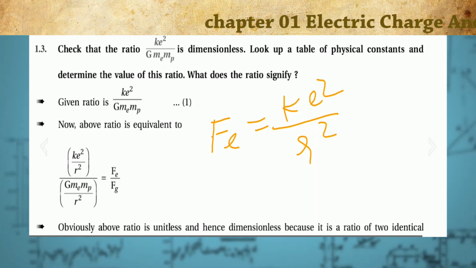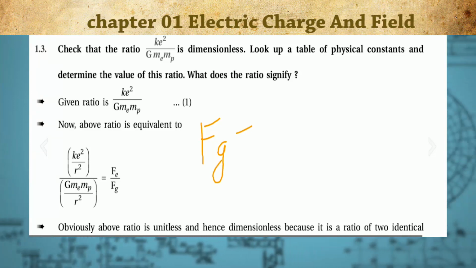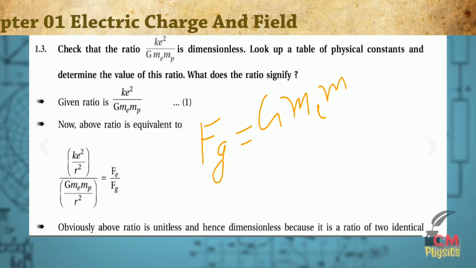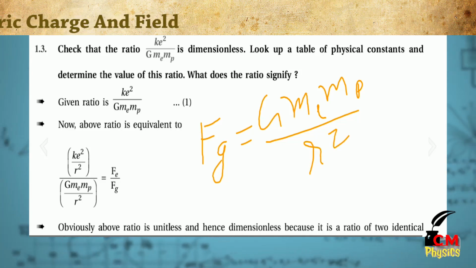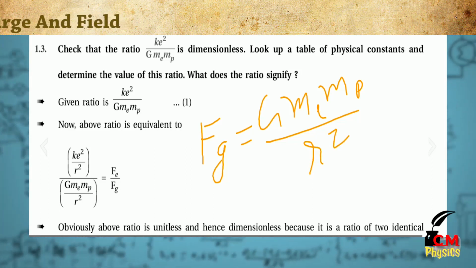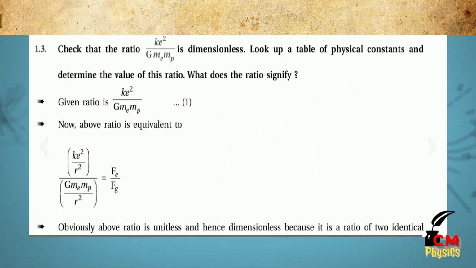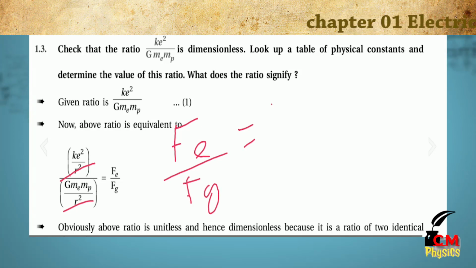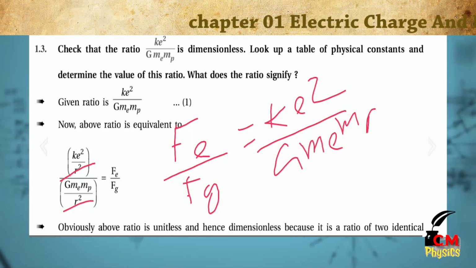And now the gravitational force between two masses is G, mass of one object is Me, mass of the other object is Mp, and distance between them is r square. Both formulas have a denominator r square, so r square will be cancelled. Then the ratio of Fe by Fg is equal to K e square upon G Me Mp, which is given to you.